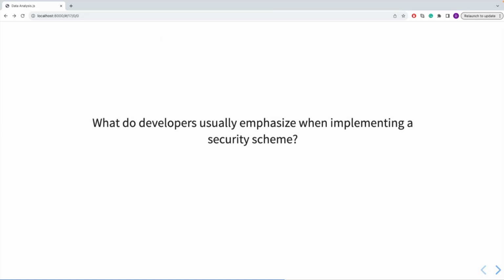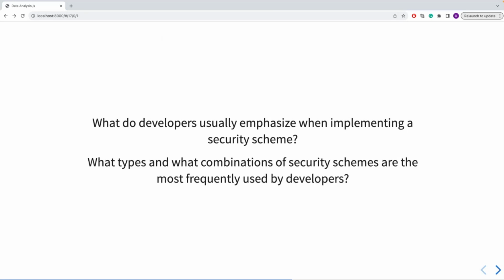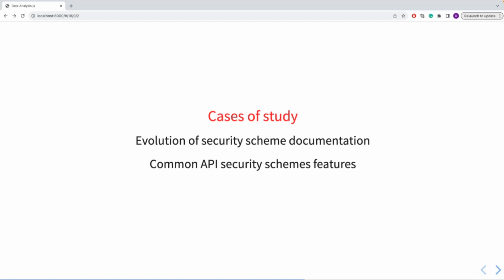So what do developers usually emphasize when implementing a security schema? And what types and what combinations of security schemas are the most frequently used by developers? To answer these questions, I consider three cases of study. The first one is the evolution of security schema documentation. The second one, the most common API security features. And the last one, known OpenAPI security implementations.